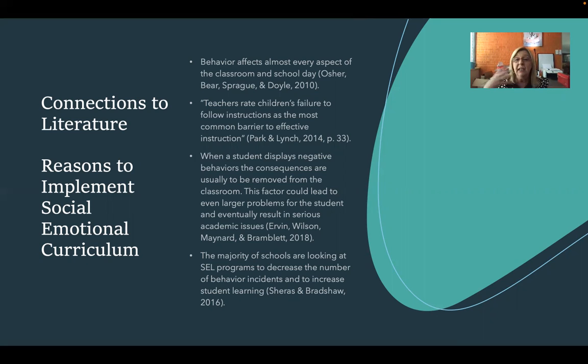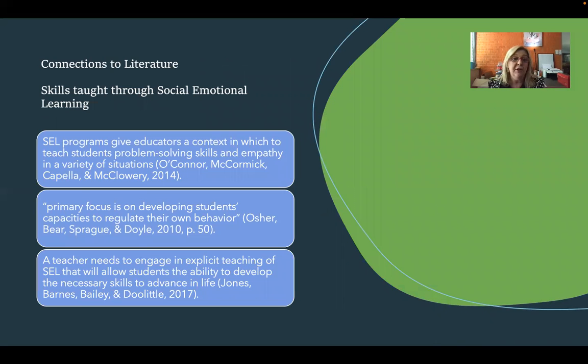And lots of schools were looking to something like social emotional learning to help decrease that and to increase behavior learning. So the skills taught through social emotional learning are self-regulation strategies and problem-solving strategies that help students use real-world interactions and real-world problems to develop empathy. The primary focus is to get them to regulate their own behavior, to be able to identify those emotions. And these lessons need to be taught explicitly to the students. You know, socialization and social skills used to kind of be a hidden curriculum, whereas we're seeing now that students really need to be taught explicitly.